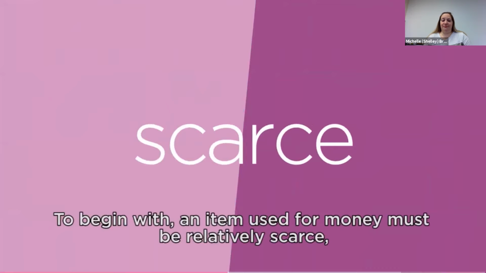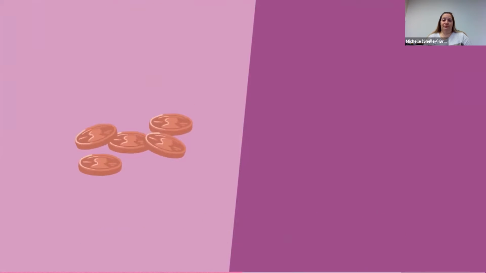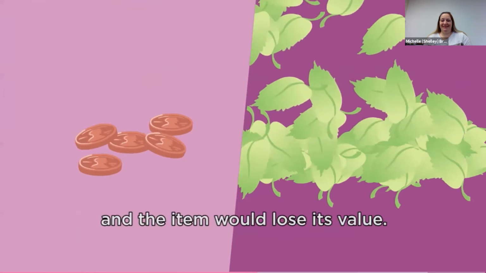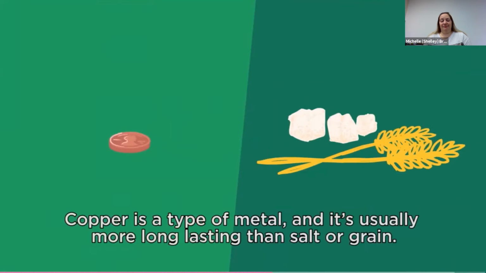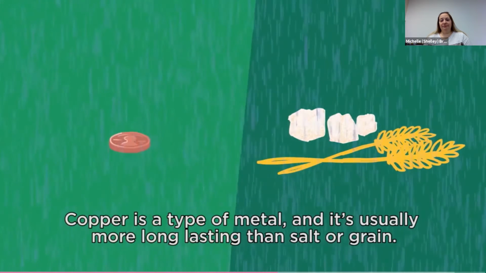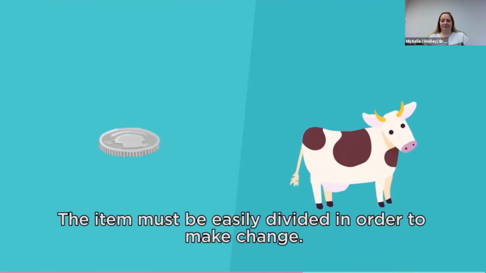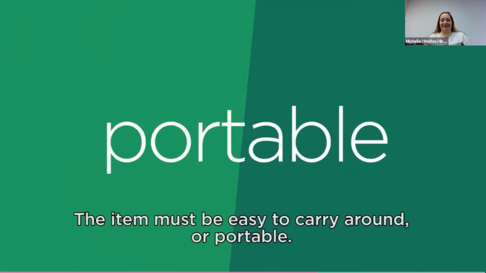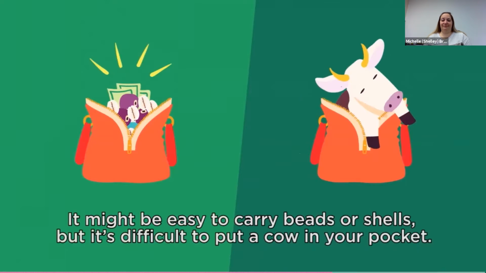To begin with, an item used for money must be relatively scarce, meaning there are limited amounts available. If people have easy access to the item, they could have as much as they want, and the item would lose its value. The item must also be durable or long-lasting. Copper is a type of metal, and it's usually more long-lasting than salt or grain. Salt will dissolve if it gets wet, and grain can get moldy or be eaten by mice. The item must be easily divided in order to make change. Cows are not easily divided. The item must be easy to carry around or portable. It might be easy to carry beads or shells, but it's difficult to put a cow in your pocket.